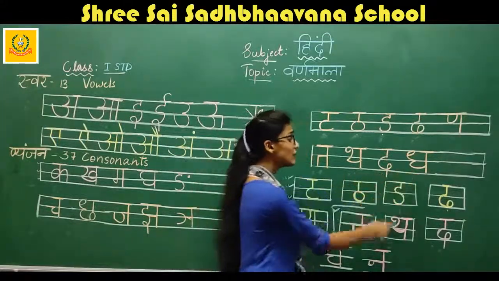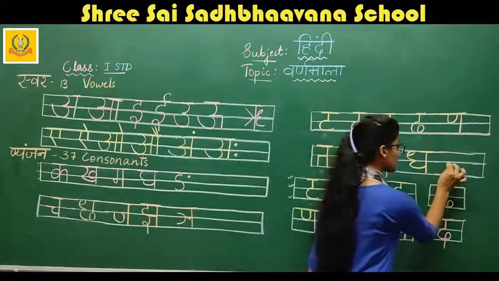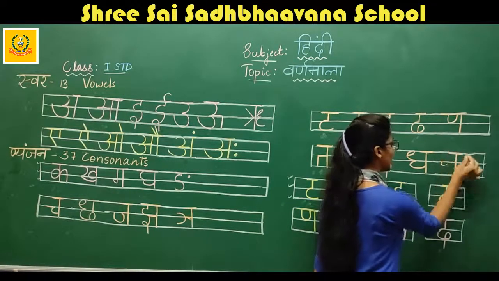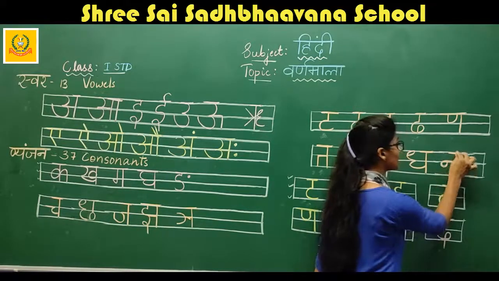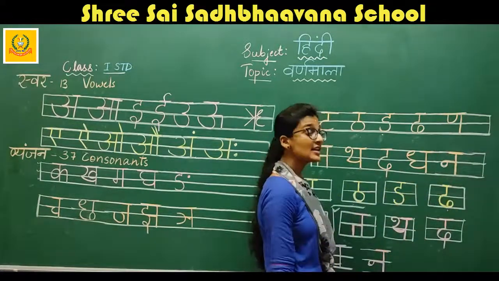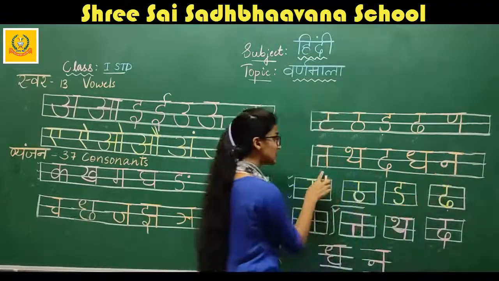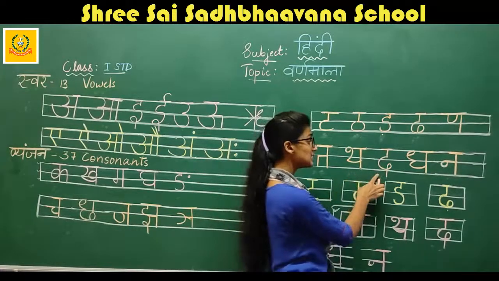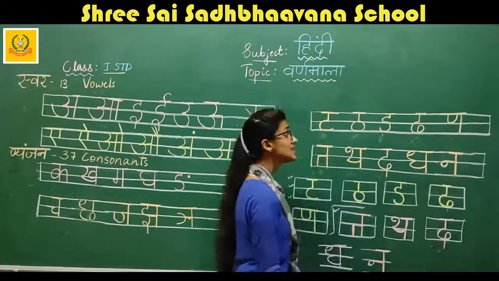After the, what we have? Na. How to write na? One curve, sleeping line, standing line, and sleeping line. Curve, standing line, sleeping line, standing line, and sleeping line. Na. Na says namak. Tha says tarbooj. Tha says thermos. The says darwaza. Dha says dharani. Na says namak.